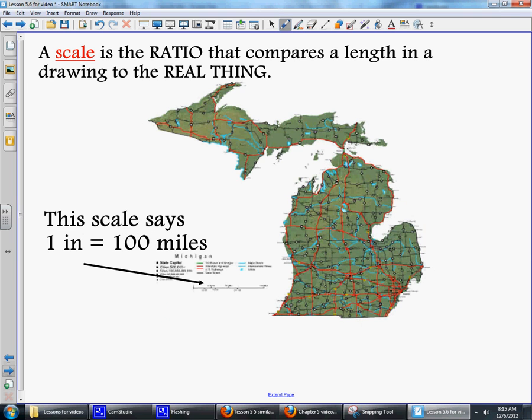So actually, the scale ratio that compares the map, here it is, and this scale says 1 inch is equal to 100 miles. So if we measured 1 inch on the map, that would be equal to 100 miles. So if we wanted to, we could measure the distance from driving from Grand Rapids right here all the way over to Detroit. And if we measured along 96 to get there, we could get an approximate distance using the scale.